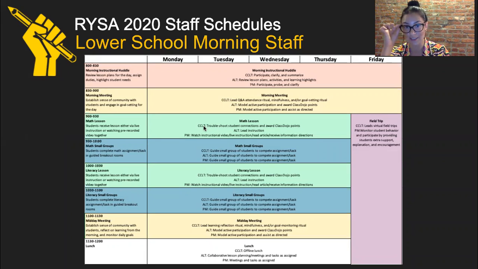The Classroom Culture Lead Teacher helps to troubleshoot student concerns and award Class Dojo points. If students are tardy, they are also responsible for directly reaching out to students and encouraging them to join as quickly as possible. The peer mentors watch the instructional video or the live instruction and participate and receive information and execute as directed.